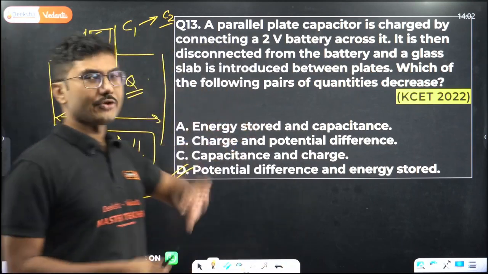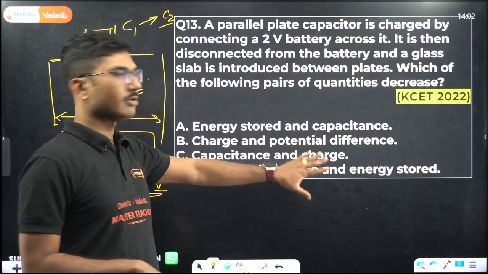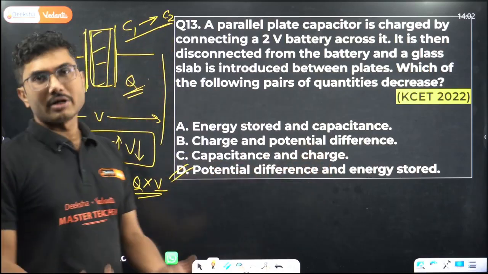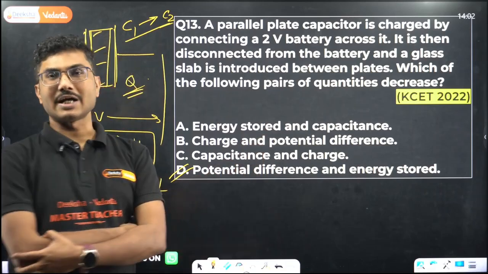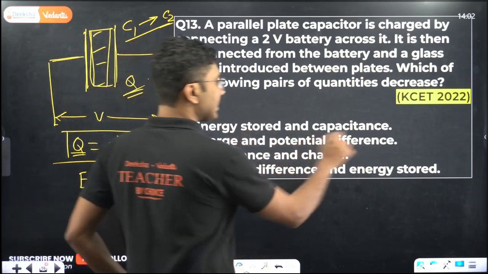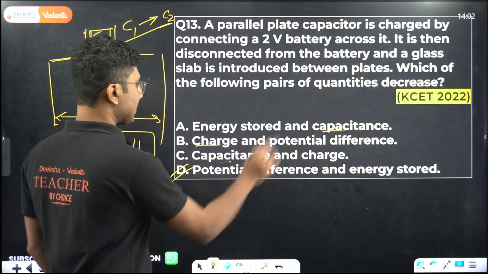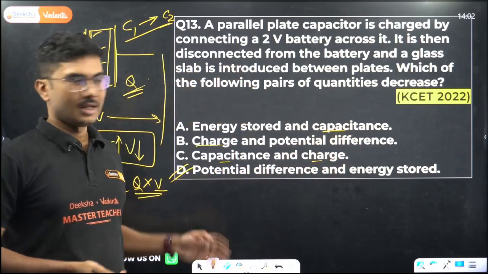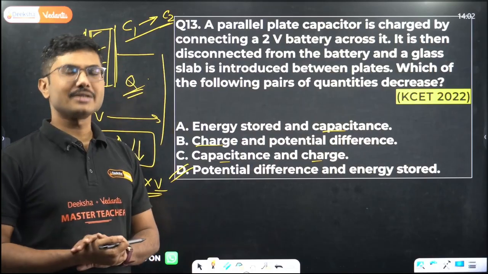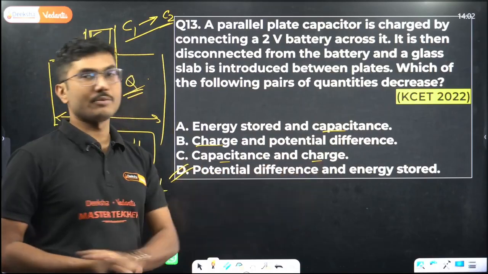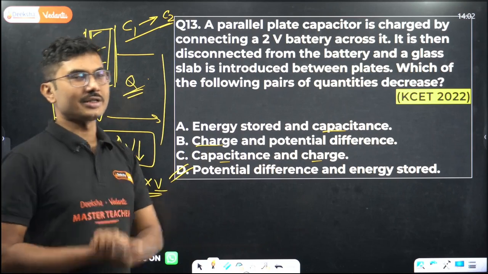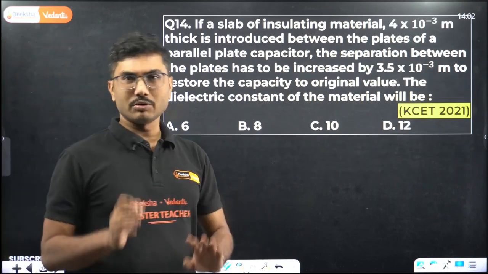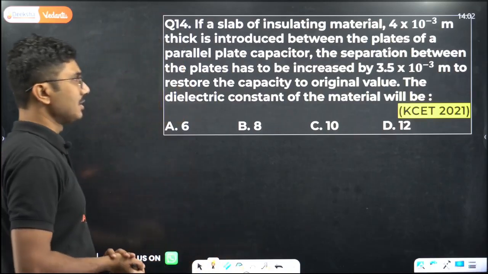You can answer this question based on the method of elimination or based on knowledge. Elimination means, as I mentioned, capacitance and charge are not decreasing. So any options with capacitance and charge are wrong. Anything other than capacitance and charge is decreasing. So there is only one option where neither capacitance nor charge is there, right? Either by method of elimination or by method of deduction, this kind of question can be answered both ways.